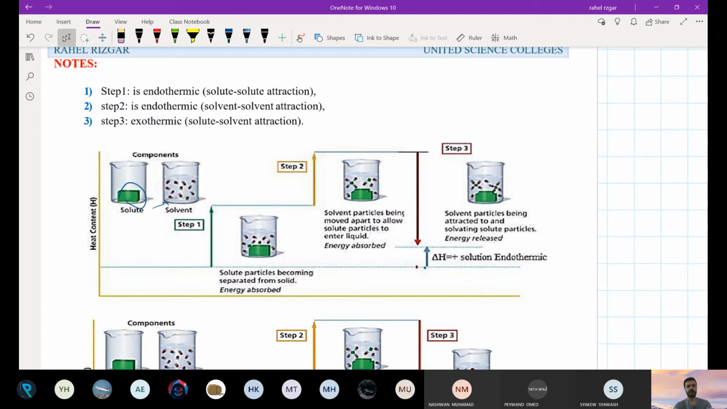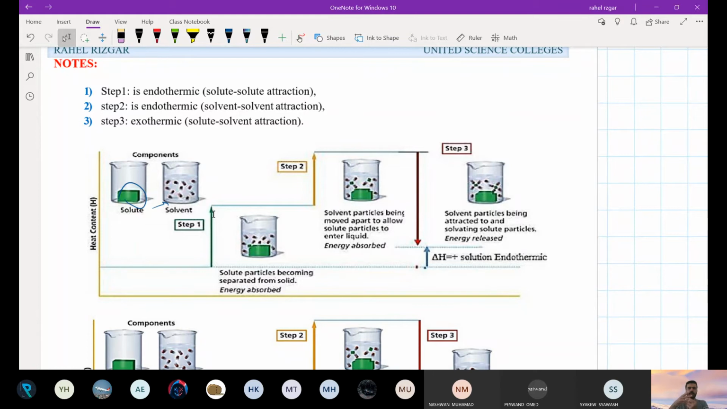So look at here. At first, when we want to open the solid particles, what do we need? We need energy. The solid particles absorb energy, and then the solvent also needs to be opened. We have two things.